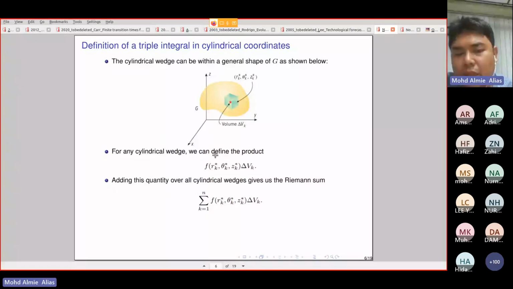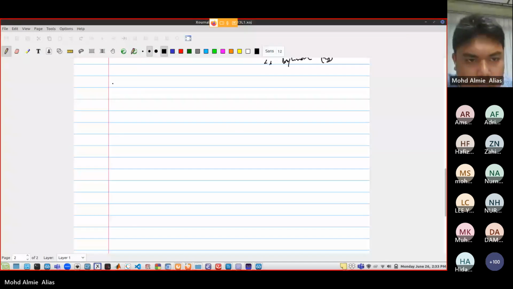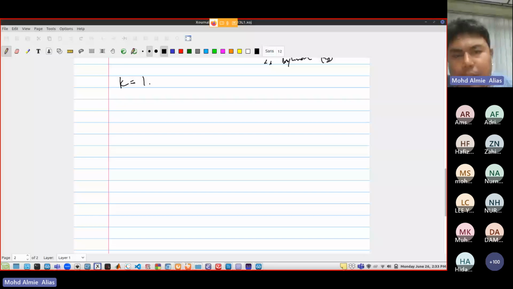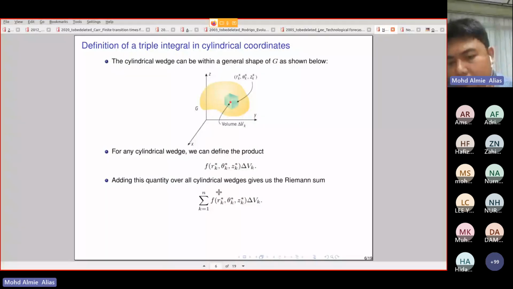And then you repeat this process for all n small wedges. You have these n small wedges, and you calculate this for each wedge, which means that now k starts from 1 until n. You multiply and you add them, so you get the Riemann sum, something like this. This is actually similar to this, except that now you have the summation.